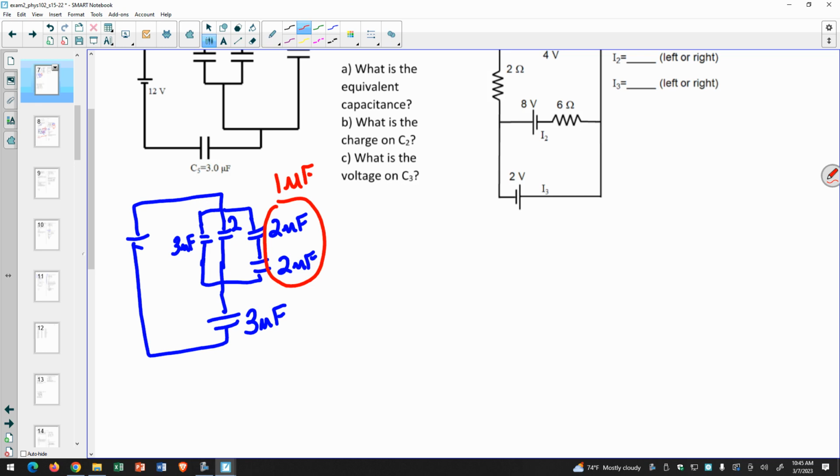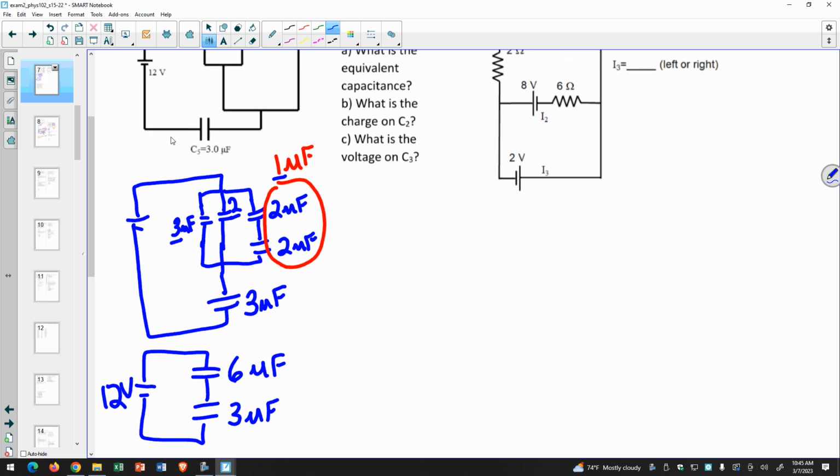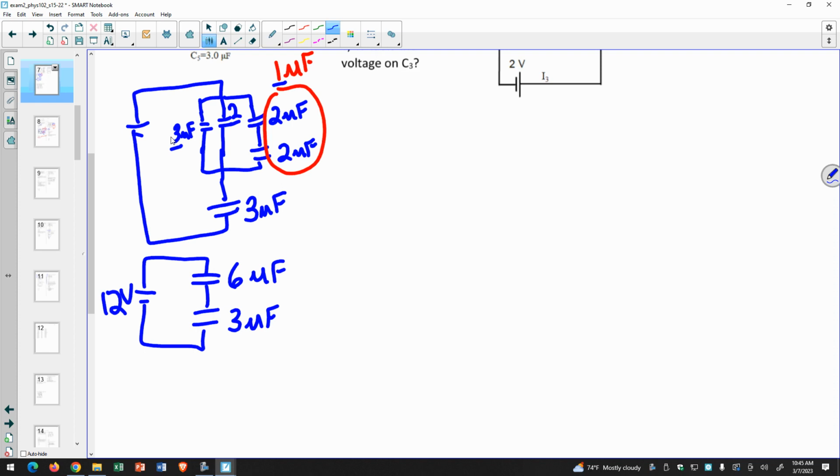And then I get a circuit that has a 12-volt battery with a 6 microfarad capacitor, 3 plus 2 plus 1, and a 3 microfarad capacitor. So coming back to that combination that we like, 12 volts. Here, I could find the equivalent capacitance. I might have asked that for you. Yeah, the equivalent capacitance would be 2 microfarads. 1 over 6 plus 1 over 3 is equal to 2 microfarads.